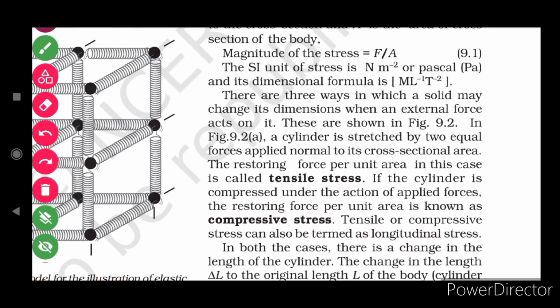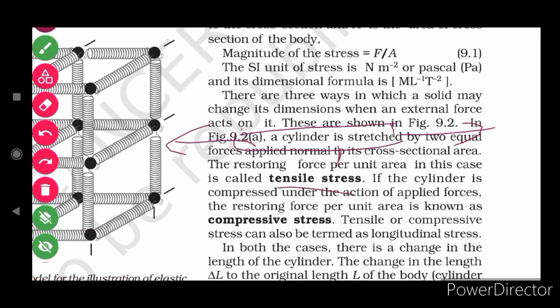Now what happens if I take this rod and I just stretch it? I apply force on both sides of it and stretch it. What will happen? It will make it longer. There will be restoring force developed, and when the deforming forces are removed, it will try to bring it back. So in this case, when the elongation is there, this is called tensile stress.